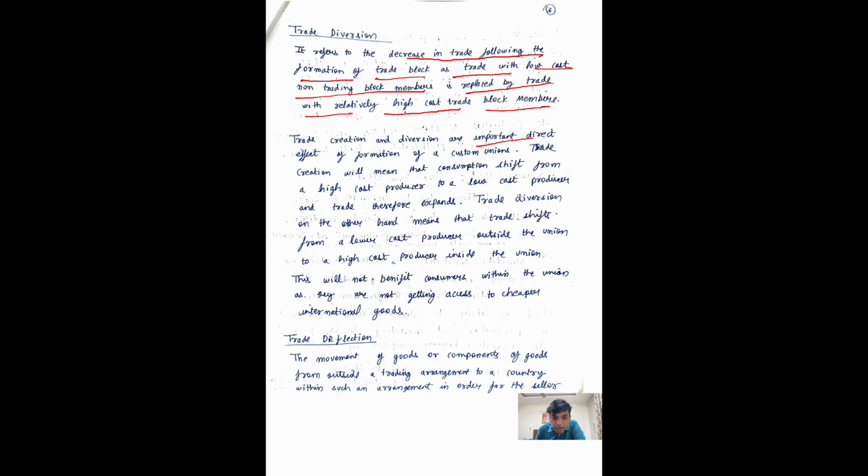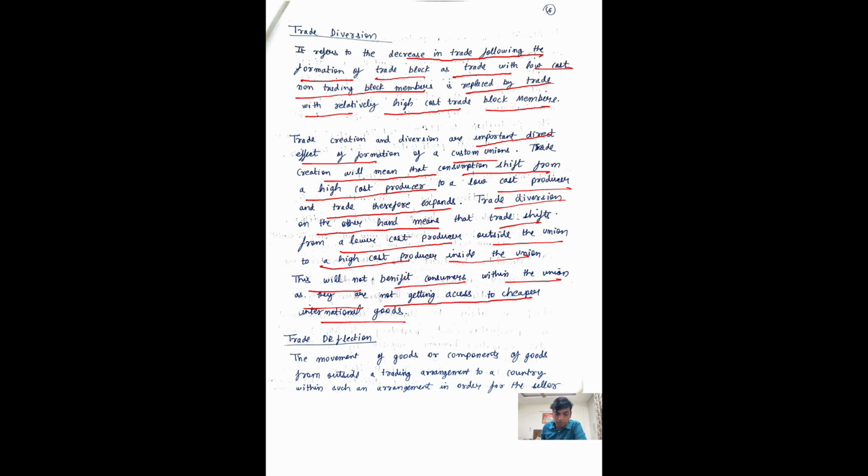Trade creation and trade diversion are important direct effects of the formation of a customs union. Trade creation means the consumption shifts from a high cost producer to a low cost producer, and trade therefore expands. Trade diversion, on the other hand, means trade shifts from a low cost producer outside the union to a high cost producer inside the union. This will not benefit the consumer within the union, as they will not get access to cheaper international goods. Also, the last concept over here is trade deflection. The movement of goods or components of goods outside the trading arrangement.